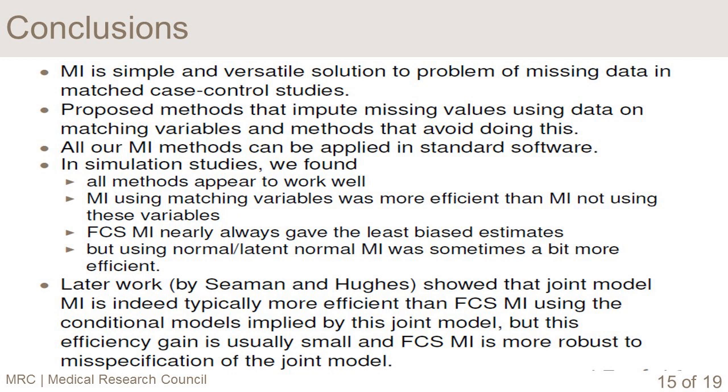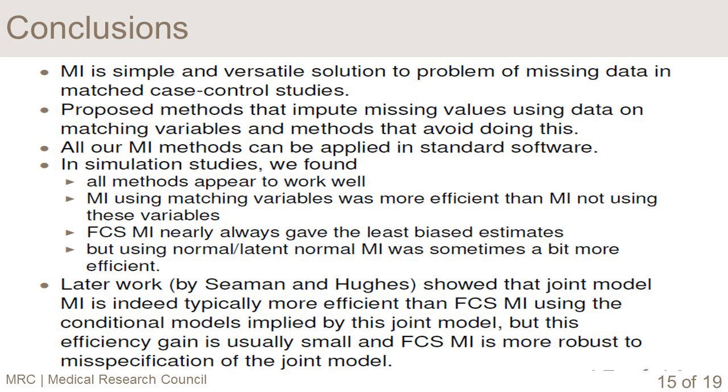But perhaps this is not terribly surprising since the data were actually generated from the RGL model. On the other hand, we found that using normal or latent normal MI was sometimes a little bit more efficient than FCS-MI, as we had anticipated it might be.